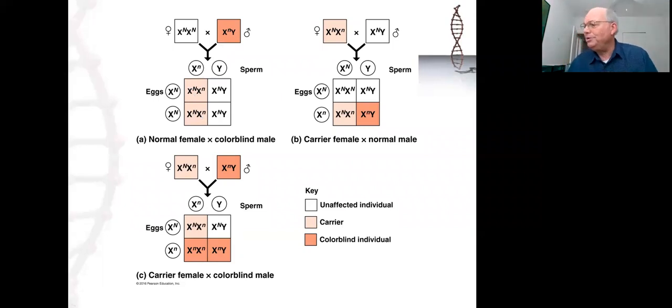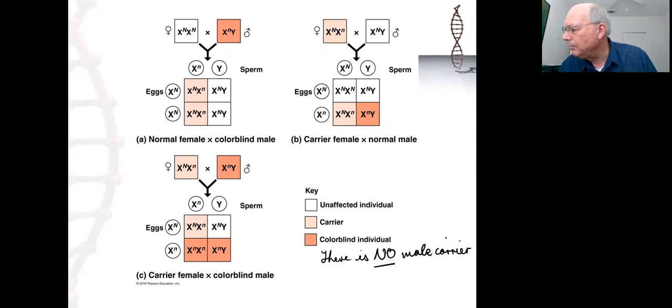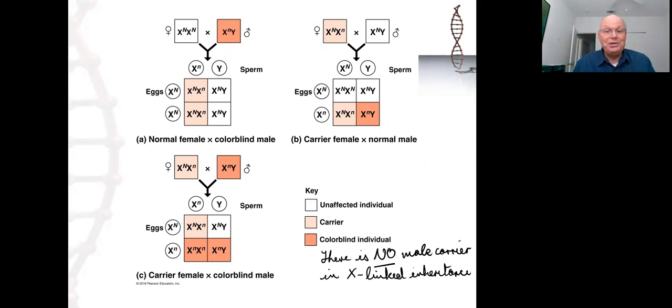So one of the things that we need to remember here, there is no male carrier in X-linked inheritance. He either has the condition or he doesn't. There's no intermediate. He cannot be a carrier. Females, on the other hand, can be carriers. And so here you have the daughters as carriers.